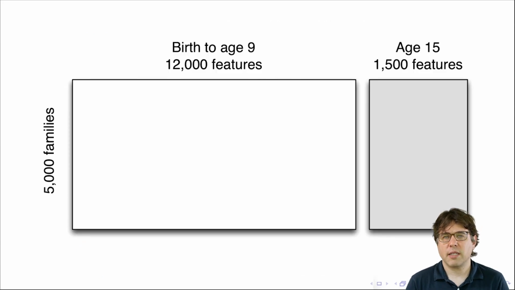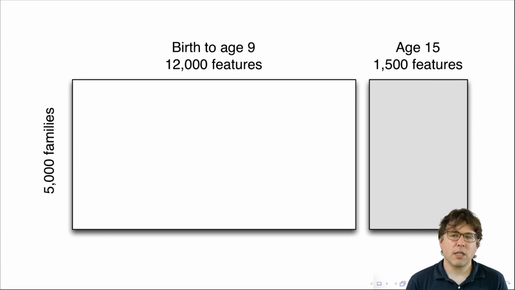So here's how that same data schematic might look to a machine learning researcher. So we have a big matrix. We have about 5,000 families. And then if you stitch together all of the data that's been collected from birth to age 9, we have more than 12,000 features or variables about these families. And then at age 15, there are another 1,500 variables or features that have been collected.